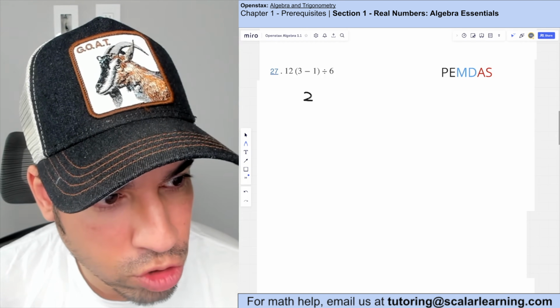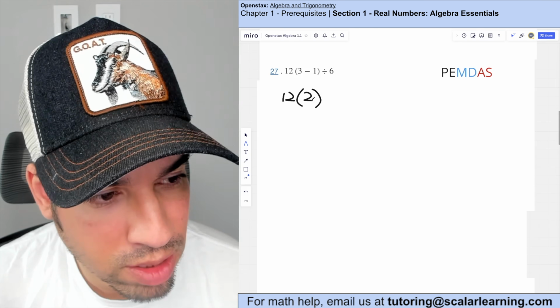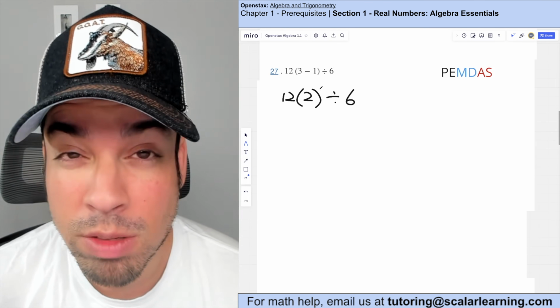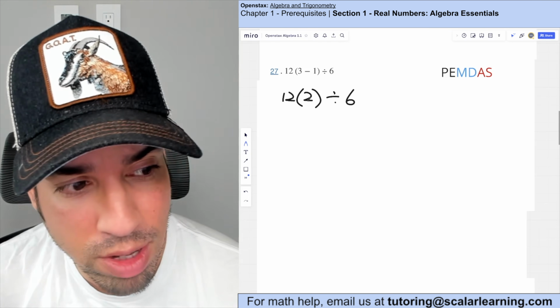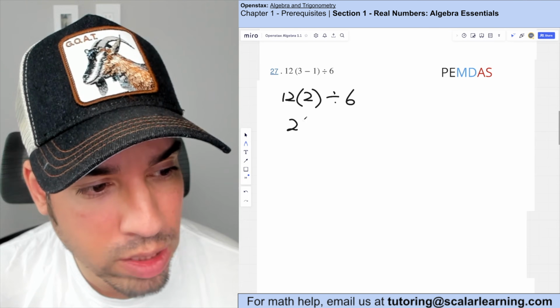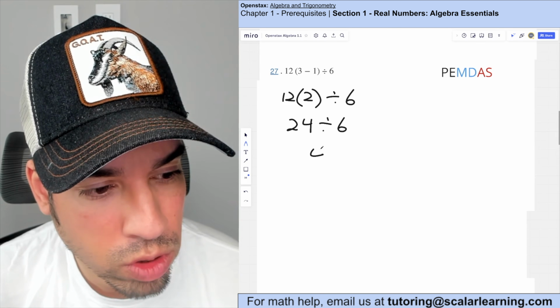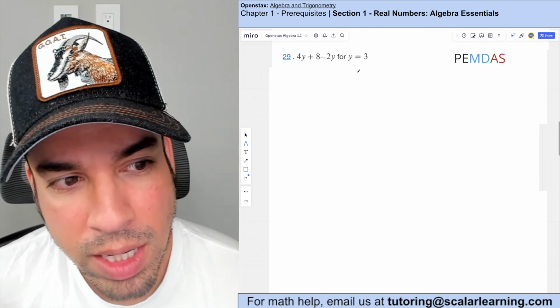First, I'm going to do the parentheses. 3 minus 1 is 2, and then we'll leave it in the parentheses, because again, this indicates multiplication. Now we got multiplication and division. Since multiplication is on the left, we're going to do that first. 12 times 2 is 24, divided by 6, and 24 divided by 6 is, of course, 4. Done.